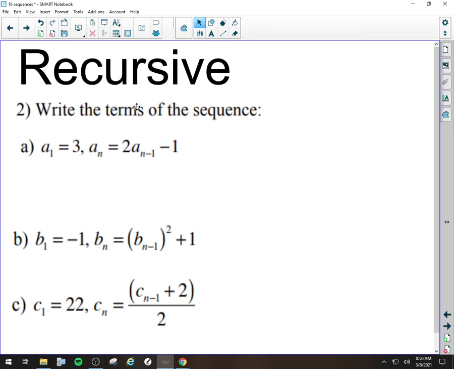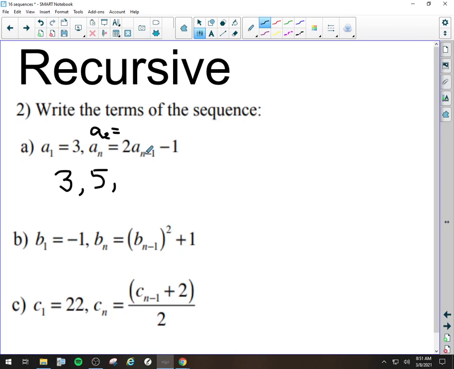So write the terms of the sequence. Here's what's going on. It says A sub 1 is 3. A sub n is 2 times A sub n minus 1, minus 1. So if I wanted to write this sequence, I'd write 3, comma, for A sub 2, that would be 2 times A sub 1, or the previous term, minus 1. So 2 times the previous term, that'd be 2 times 3, so it'd be 6 minus 1, that'd be 5.